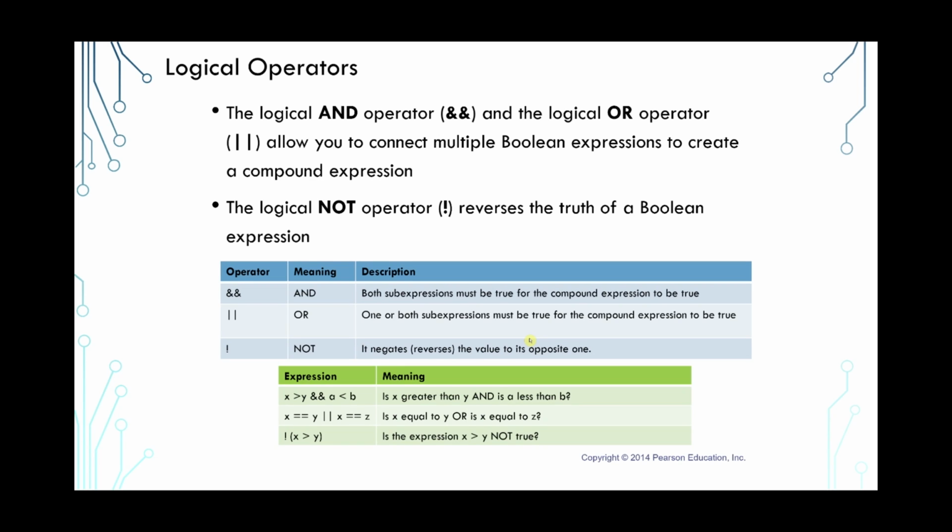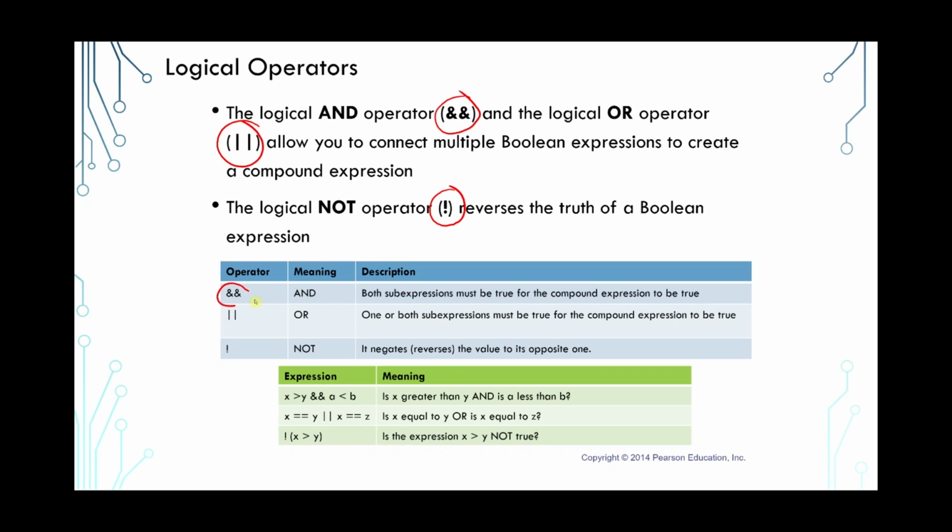So, logical and, logical or. For the logical and operator we use two ampersands, and for the logical or operator we use two pipes or two bars. They allow you to connect multiple Boolean expressions to create a compound expression. The logical not, however, is represented by the exclamation point. That reverses the value of a Boolean expression. If it's true, it makes it false. If it's false, it makes it true.